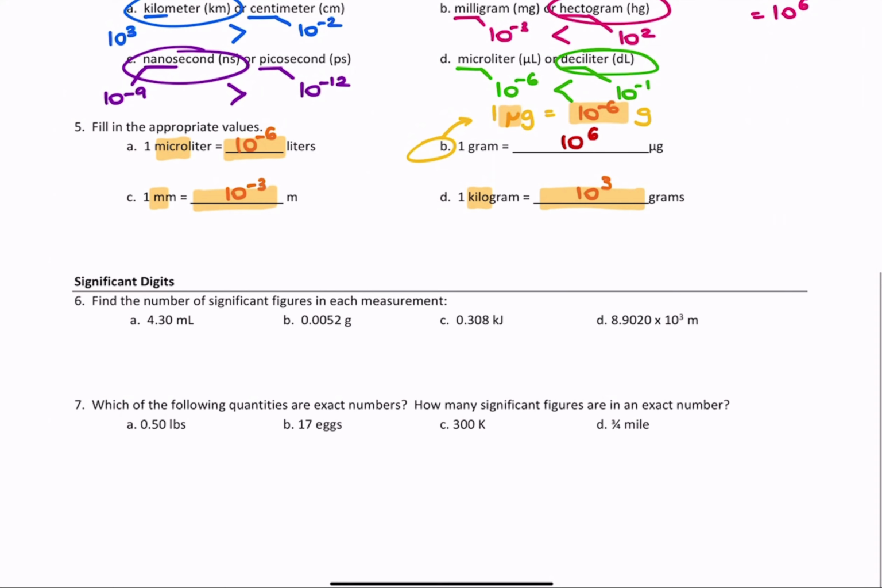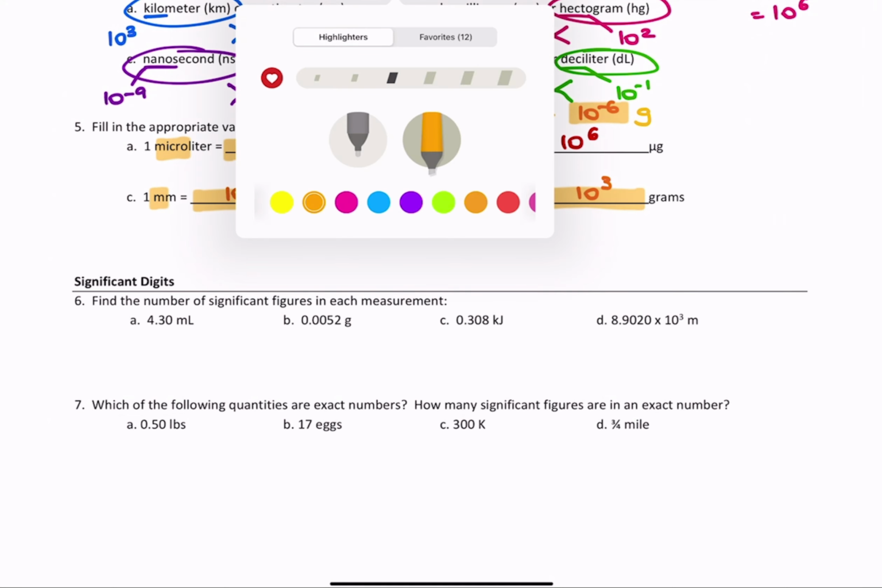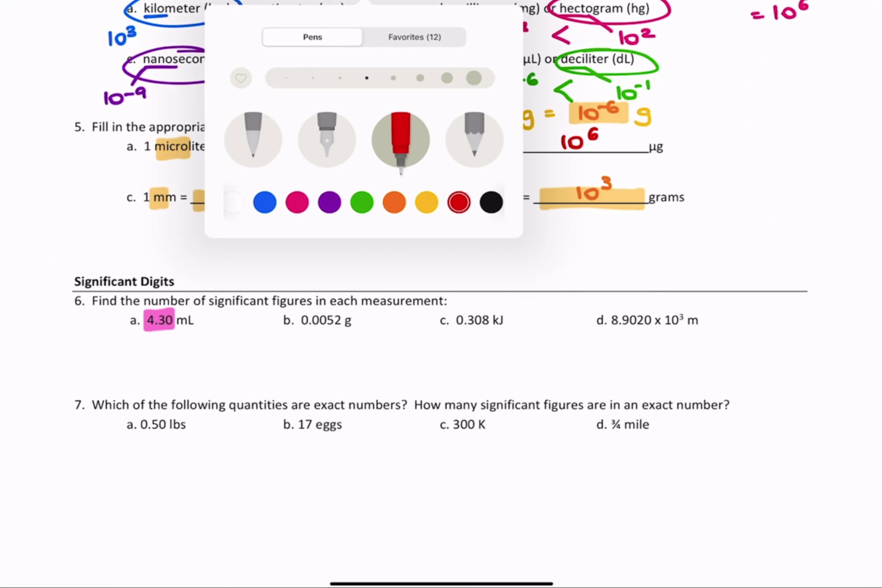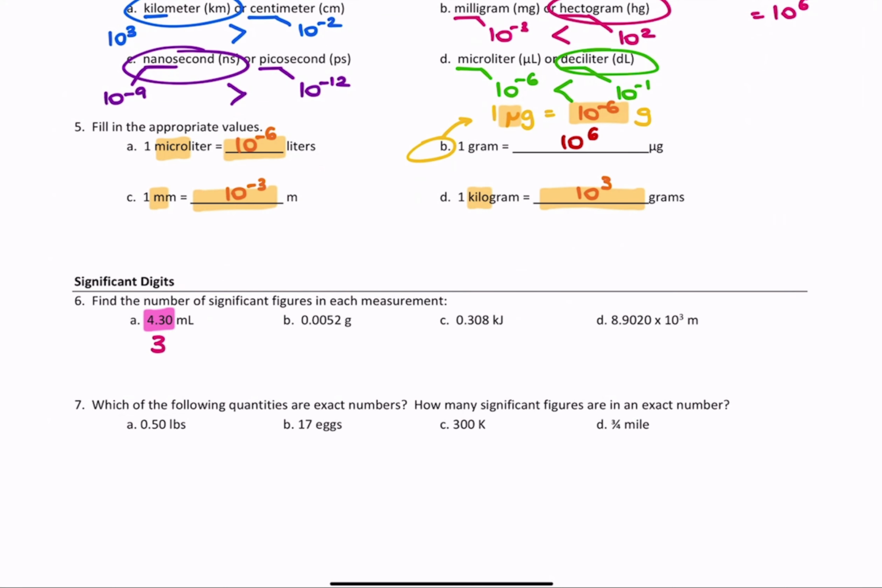Significant figures, also known as significant digits. Find the number of significant figures in each measurement. You will have to apply the rules of sig figs. For A, there's 3 significant figures because the 0 being in the decimal portion will count. B, you only have here 2 significant figures, the 5 and the 2.